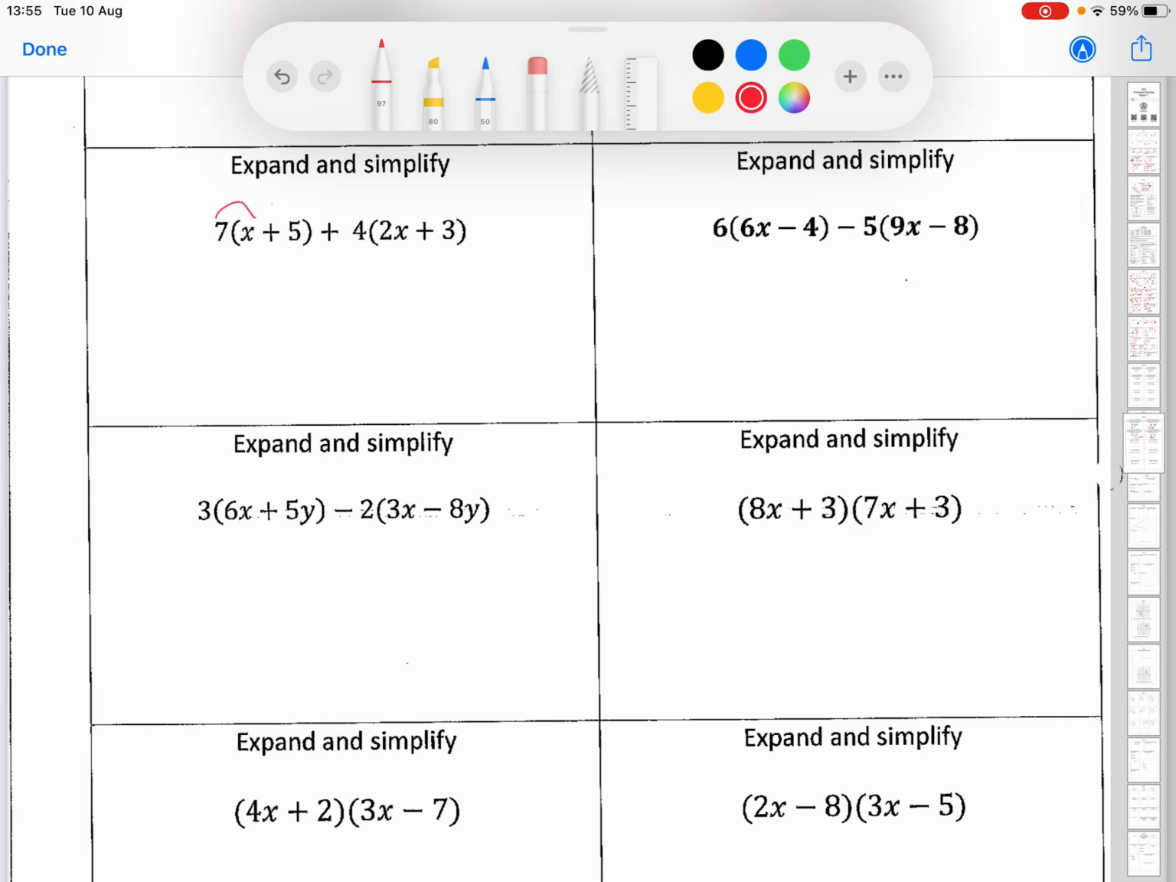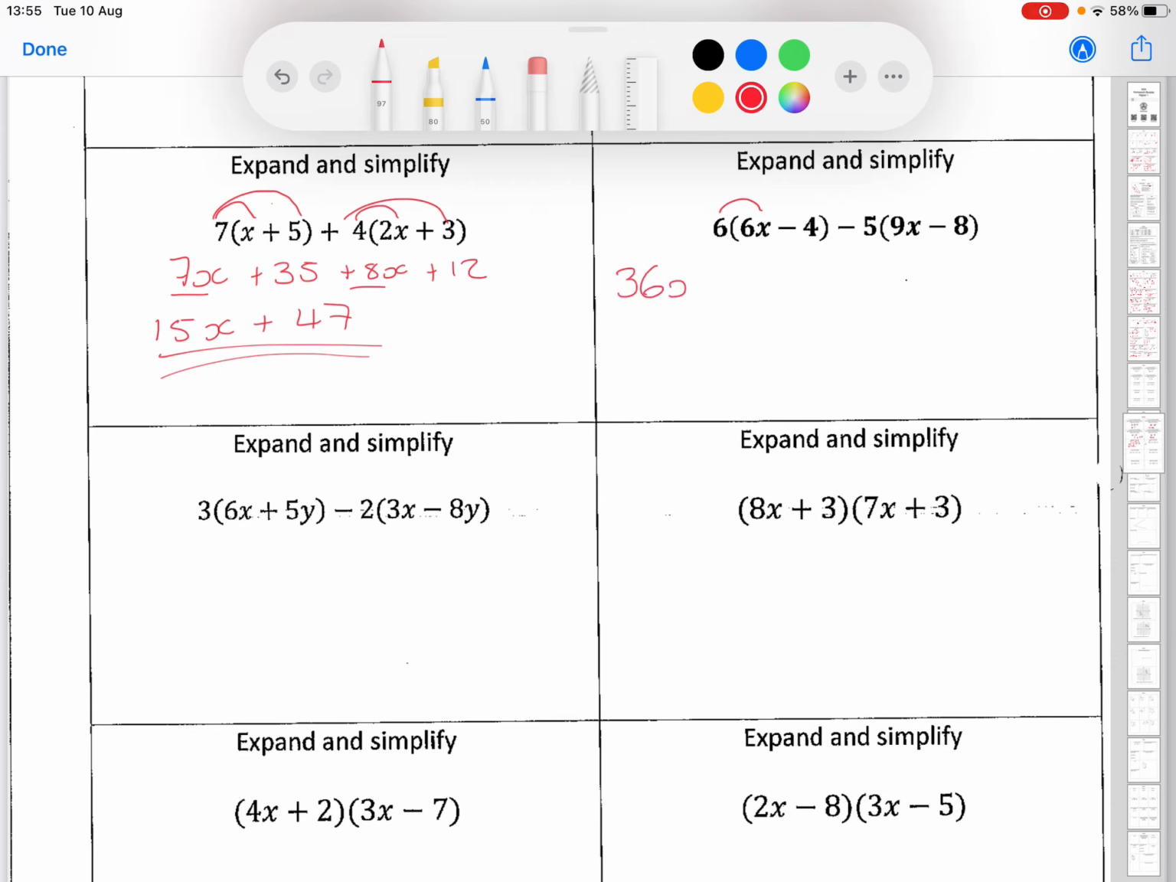Okay, expanding and simplifying some brackets. So we've got 7 times x, that's 7x. We've got 7 times 5, that is 35. We've got 4 times 2, that's 8x. And we've got 4 times 3, that is 12. So we can bring those together, 7x and 8x. That makes 15x. I think this was the same as the last one. 35 and 12, that makes 47.